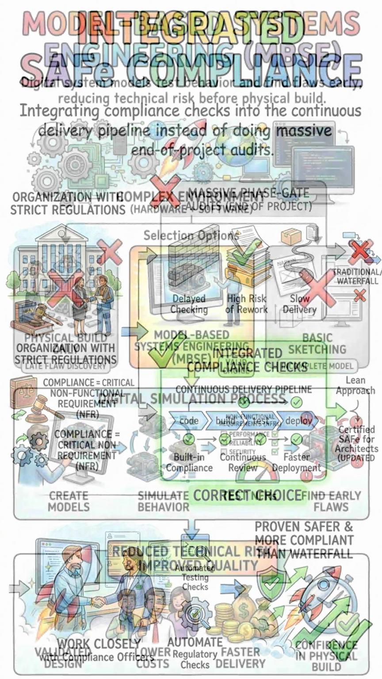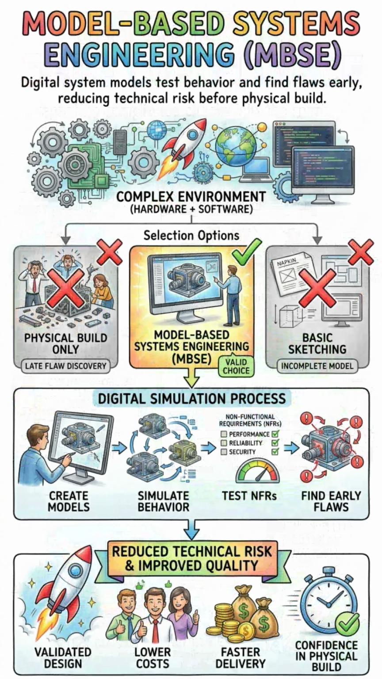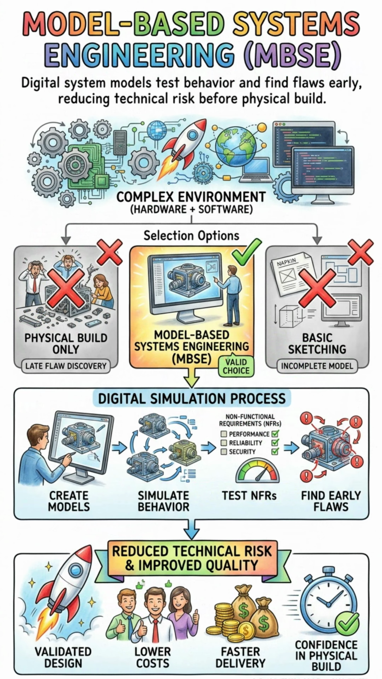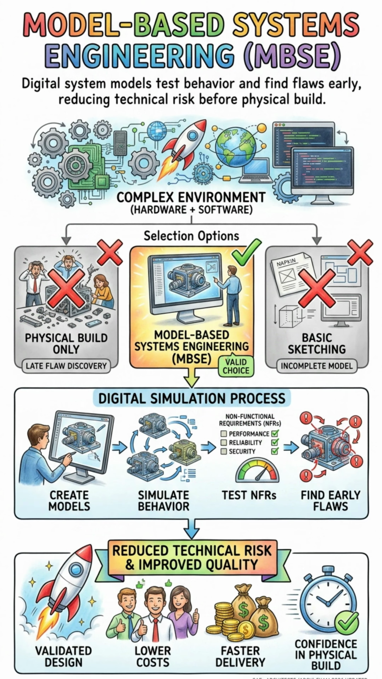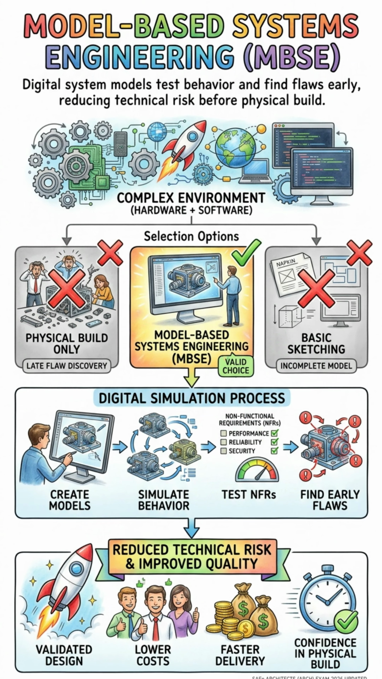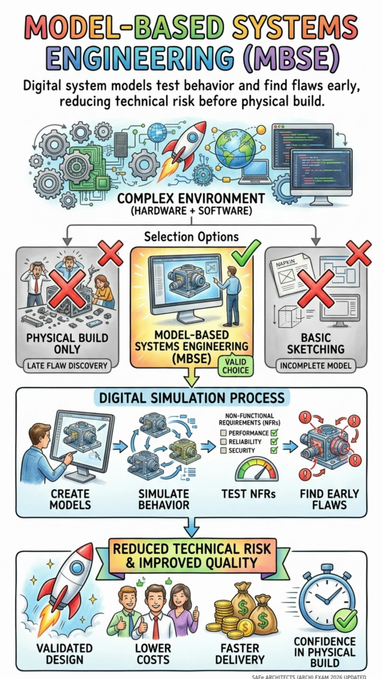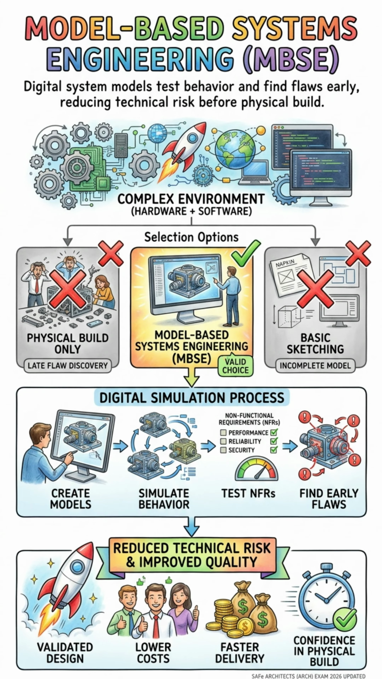In highly complex environments, like building physical hardware alongside software, architects often use model-based systems engineering to manage quality. This involves creating digital models of the system to simulate behavior before any physical components are ever built. By testing the digital model against the non-functional requirements, you can discover massive architectural flaws incredibly early. The exam may ask how these modeling techniques reduce technical risk and improve overall solution quality.